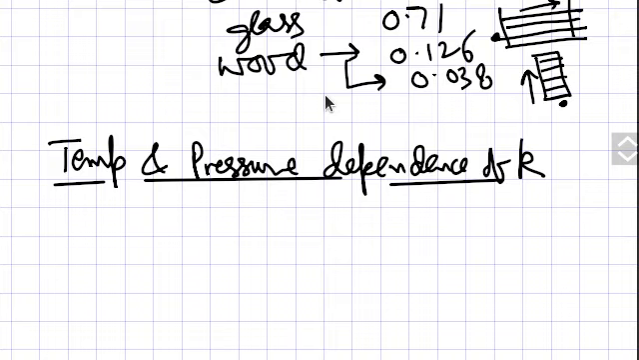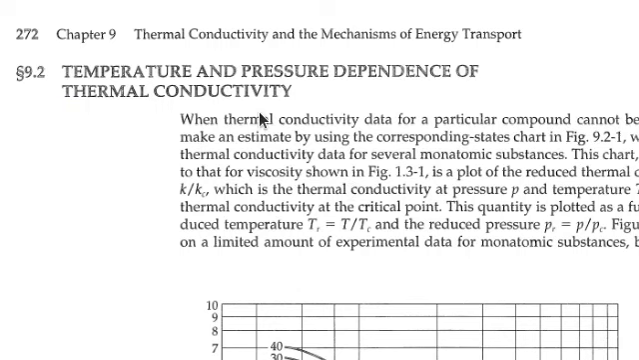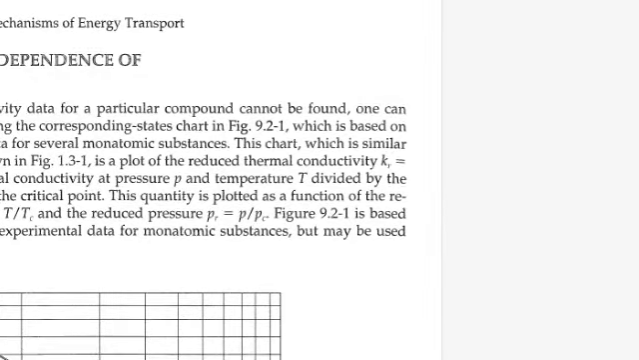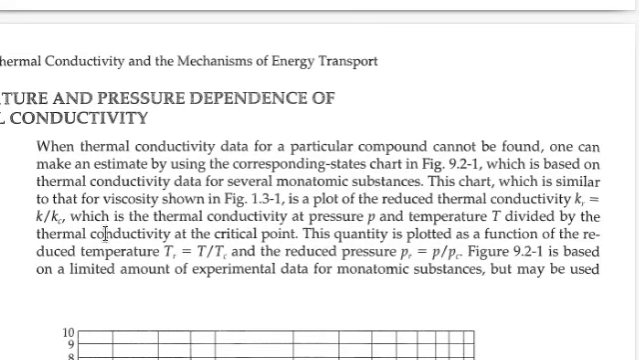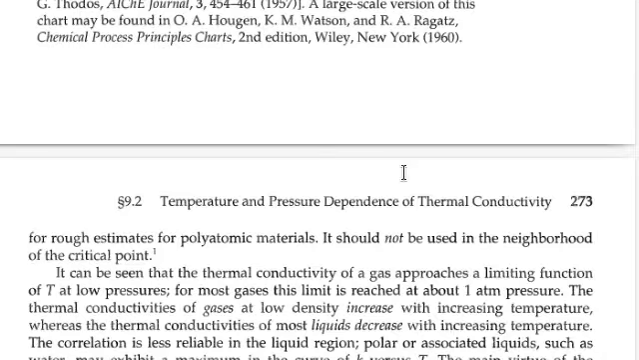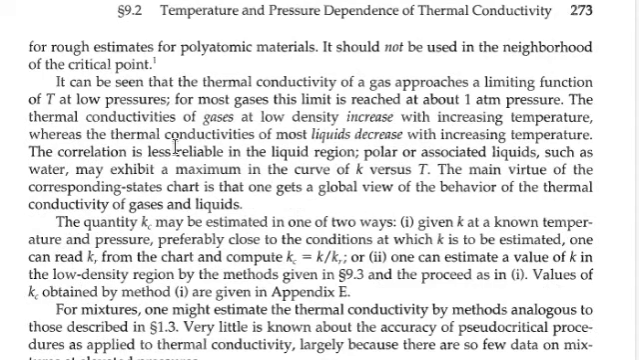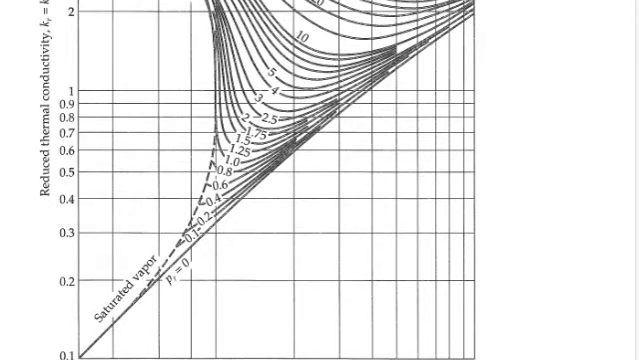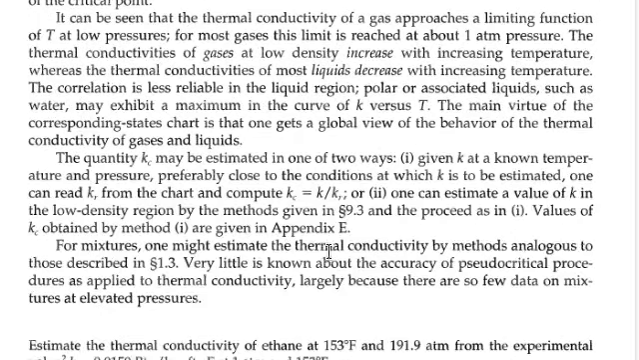After that you can study the temperature and pressure dependence of K, and for this you can go to your book. This is chapter number 9, and you can see the temperature and pressure dependence of thermal conductivity. Read this very briefly, you don't have to read it in detail. The main thing is that the thermal conductivity of a gas approaches a limiting function at low pressure. You can see this graph also. For most gases, this limit is reached at about 1 atmosphere of pressure. That is here, this limit is there.